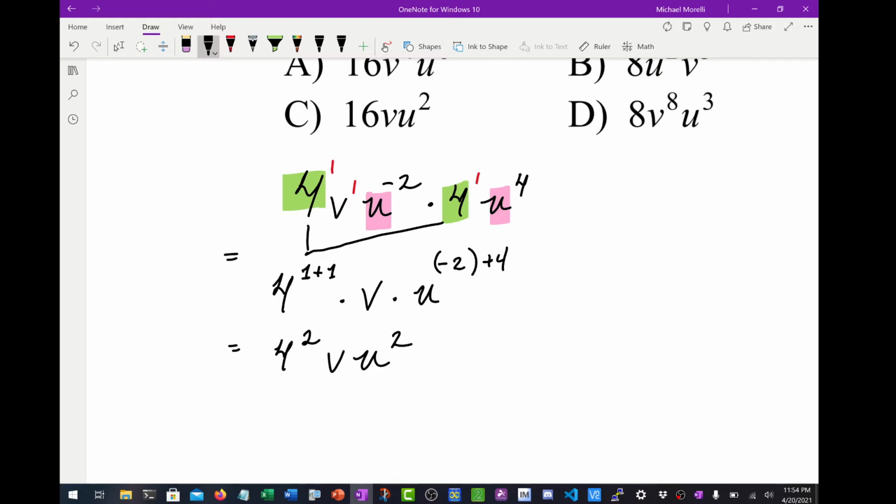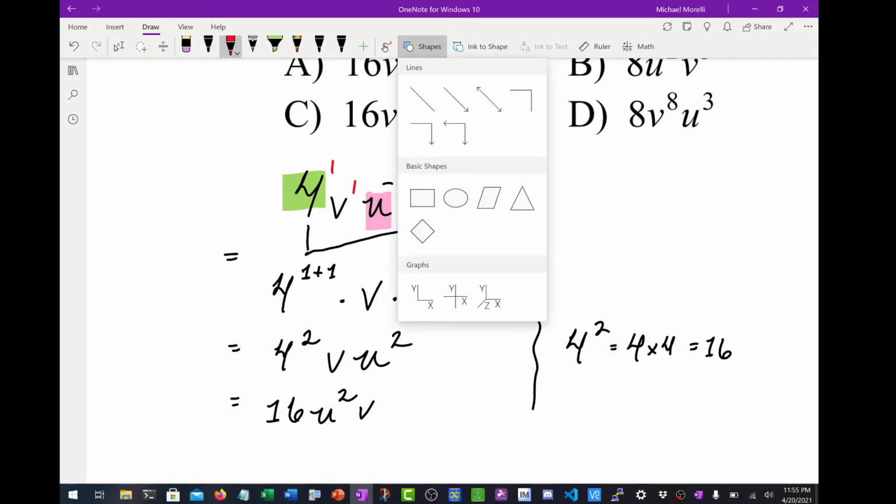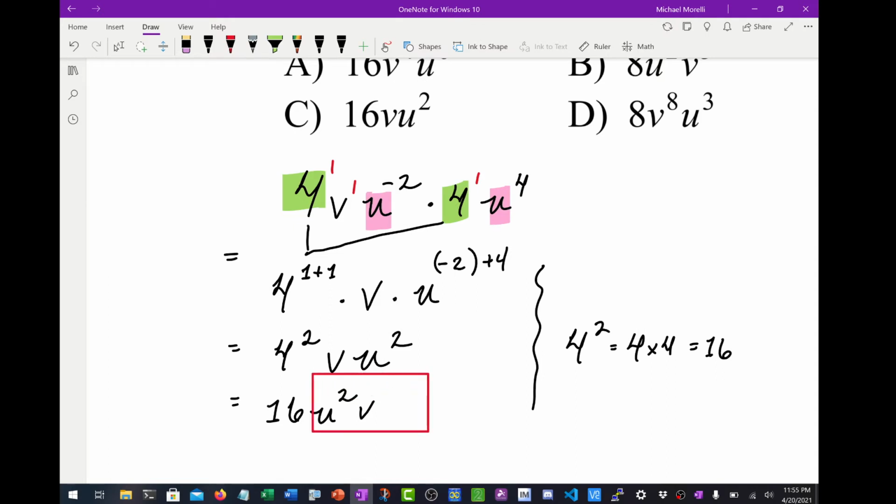Okay, so just a little bit of a sidebar here. 4 to the 2nd power is equal to 4 times 4, which is equal to 16. So my final answer will be 16. And I'm going to go ahead and list u squared first and then v. I don't know if that's how the answer will be listed in the homework assignment, but it's how I would choose to do it.